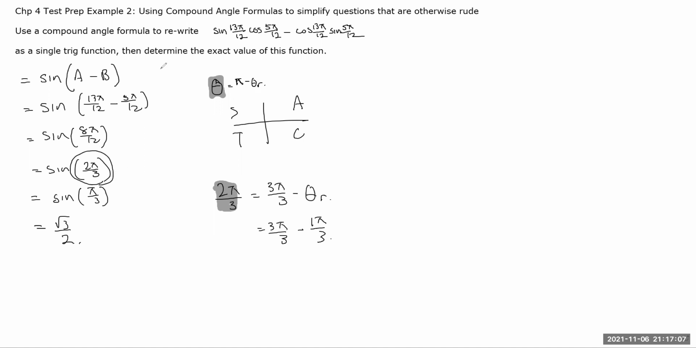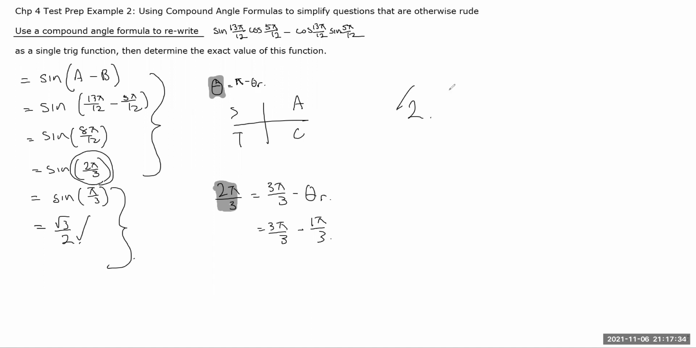So 1 mark for being able to use the compound angle formula to get a manageable angle. The second one, using your grade 11 skills to do the CAST rule and get the right answer. 1 mark. This is probably going to be about 2 marks only, right? Again, it seems like you're doing a lot of work, but it's not. You can't overcomplicate this question. It's relatively straightforward. It tells you what you're supposed to do.